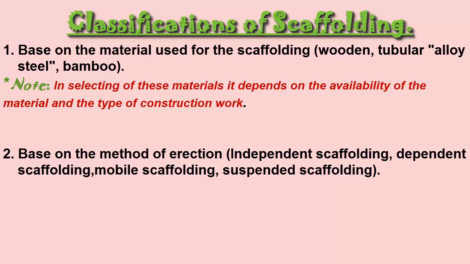The independent scaffolding, and the other one we have dependent scaffolding. We have mobile scaffolding and have suspended scaffolding. So all those are the major kinds of classification we can do to know the difference between one scaffolding and the other. That is basically what is there. That is for the definitions.